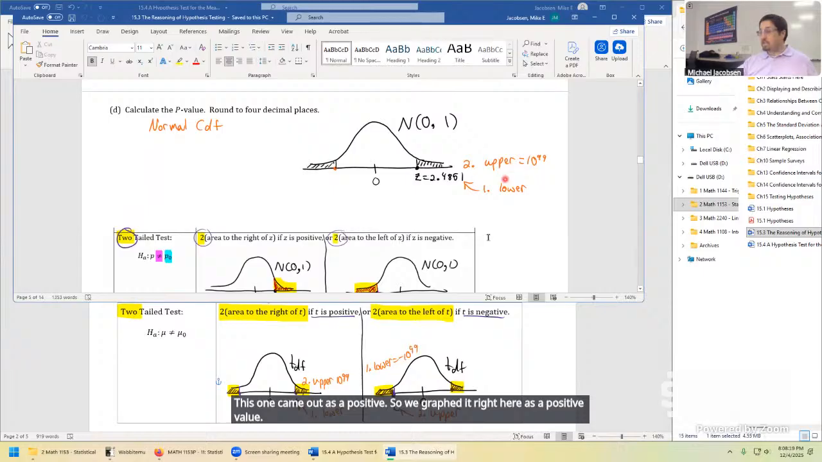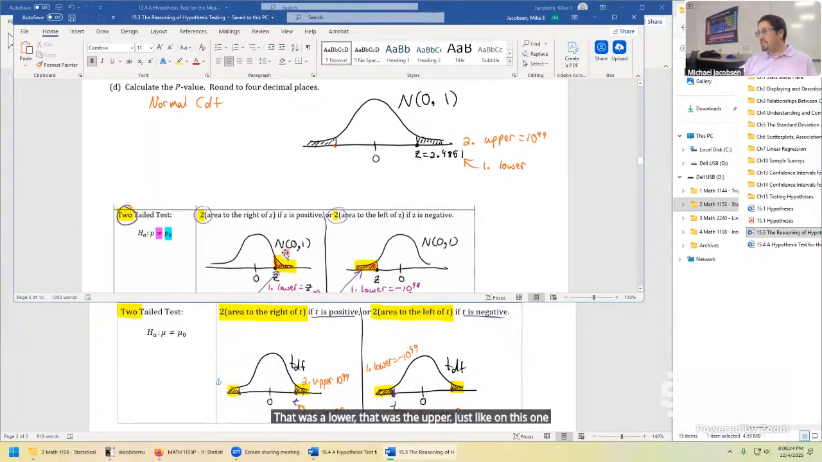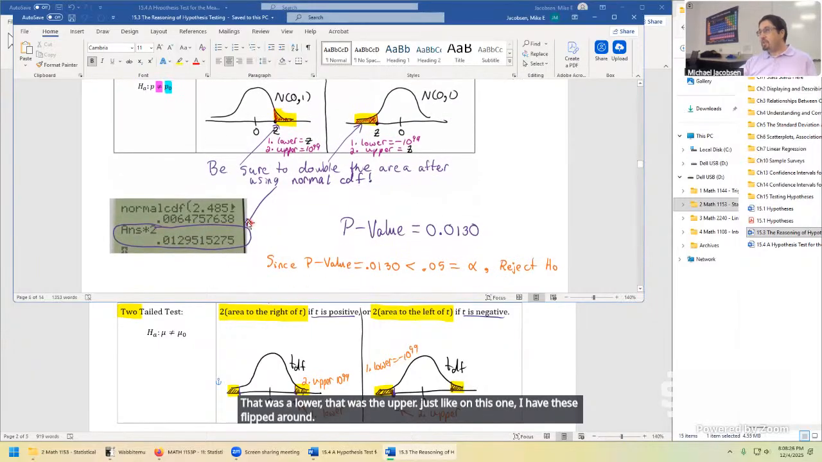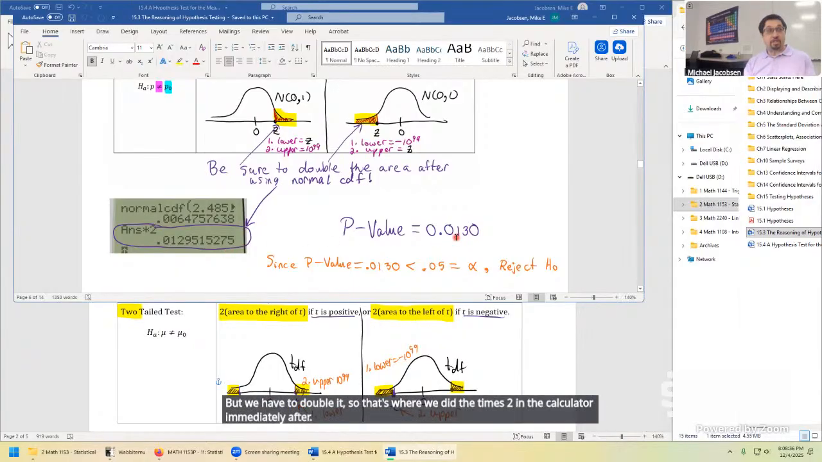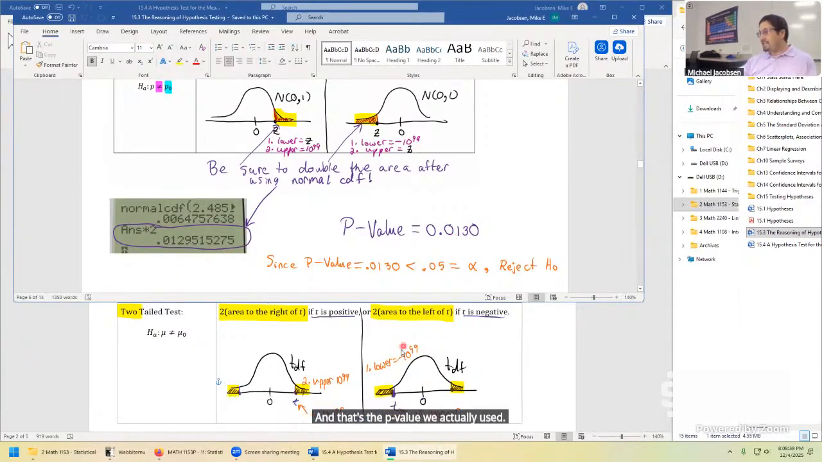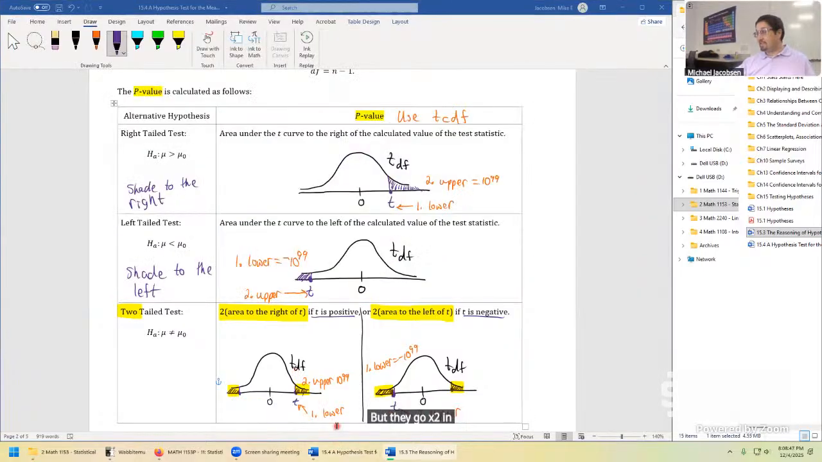That was the lower, that was the upper. Just like on this one, I have these flipped around. Then once we got normal CDF using lower and upper, it gave us a value, but we have to double it. So that's where we did the ×2 in the calculator immediately after. And that's the p-value we actually used. So you'll hit enter on TCDF, putting in the information, but then go ×2 in the calculator right after. Does that make sense so far with using this method?